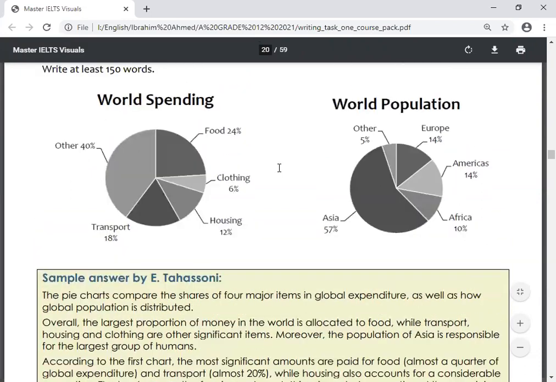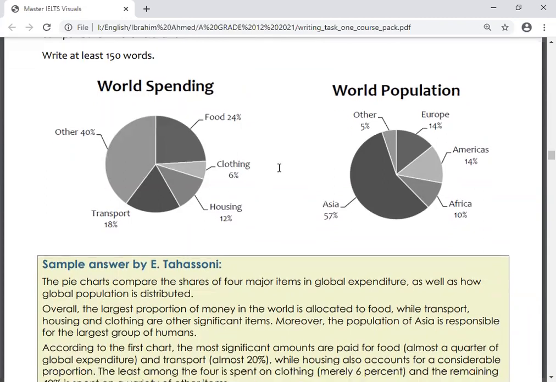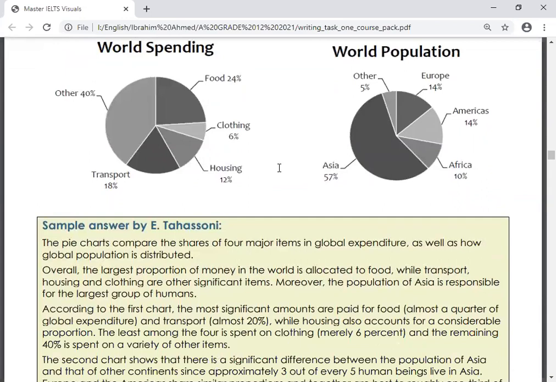If you mention, for example, or focus on why people spend the most on food, this is not your task here. This is not task achievement. You will lose marks in this. And the marker gives you a mark out of 9 for this part only, task achievement.